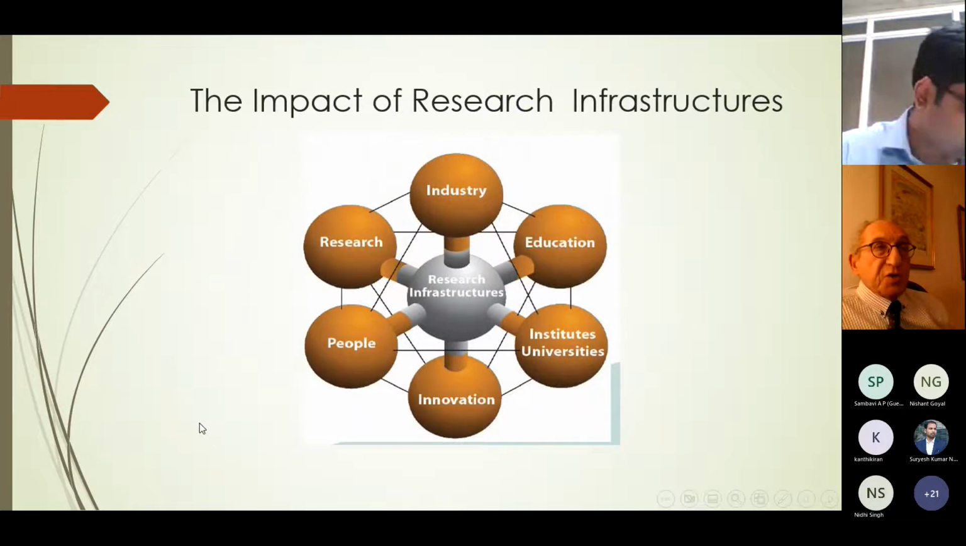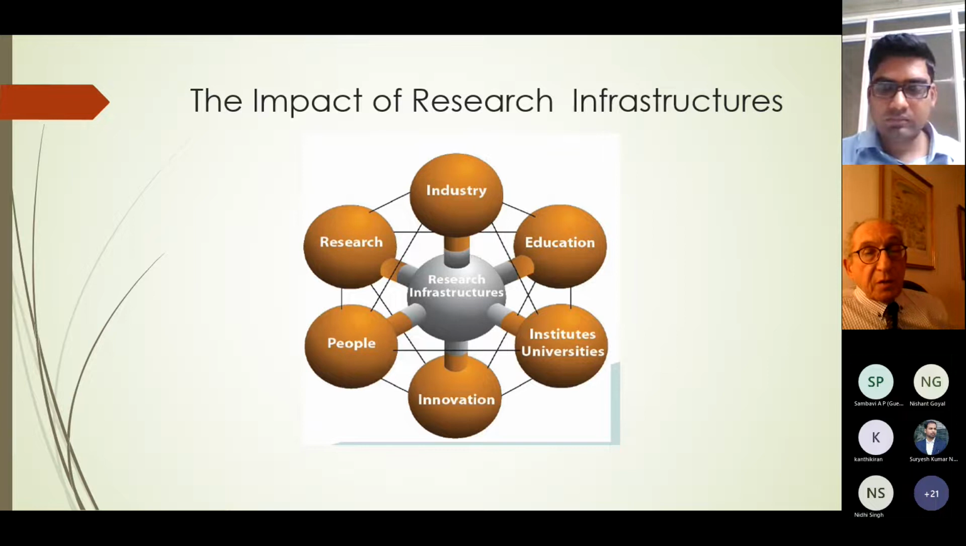So we see that R&D infrastructure is one of the major elements of basic research as well as industry research, because it combines research, industry, education, universities, innovation, and people as a whole. Infrastructure is a major challenge for a small country like Israel, to build its own infrastructure as well as to participate in international infrastructure that is too big for a country the size of Israel.